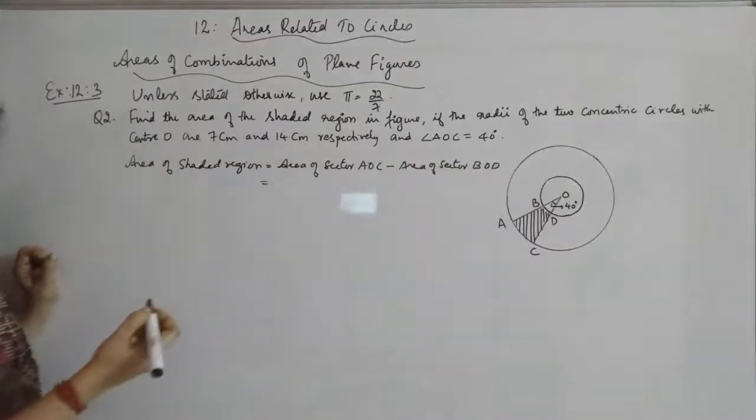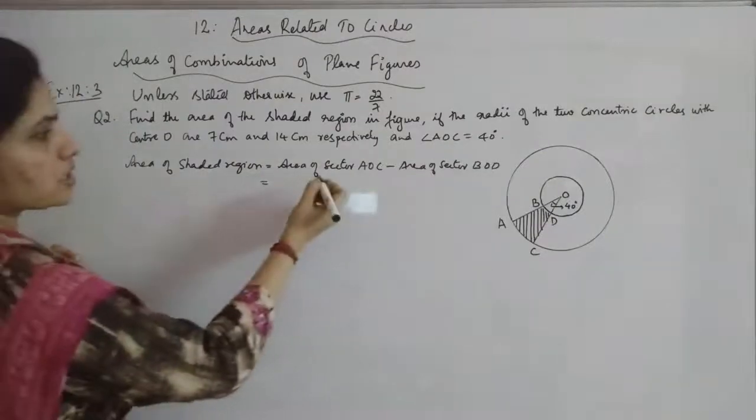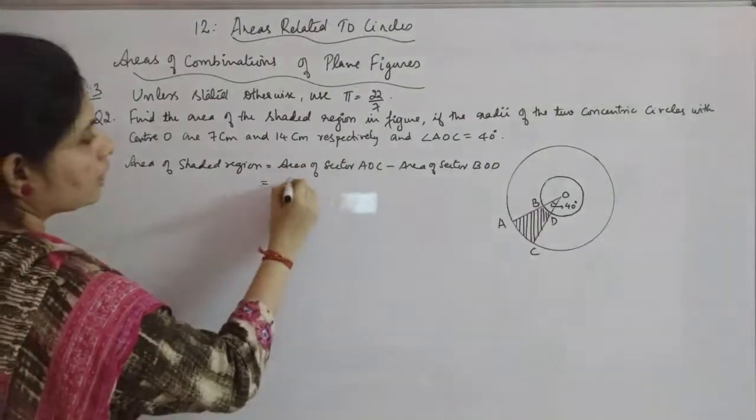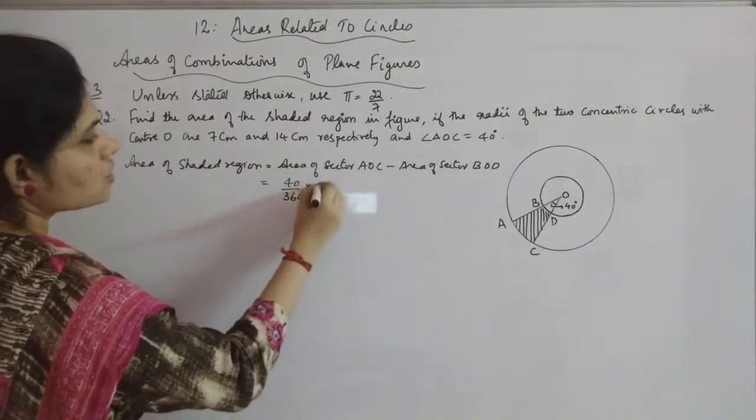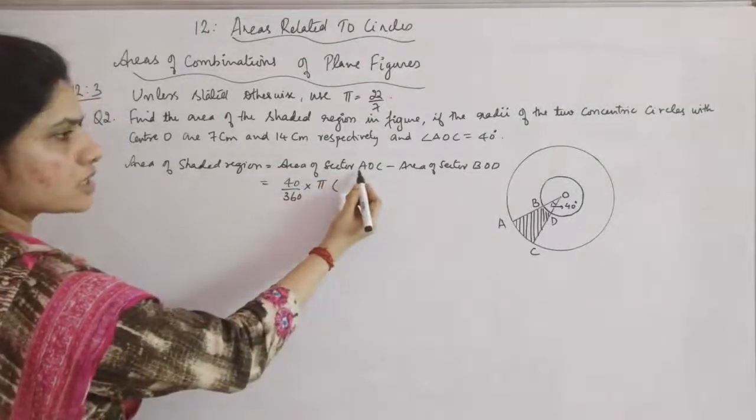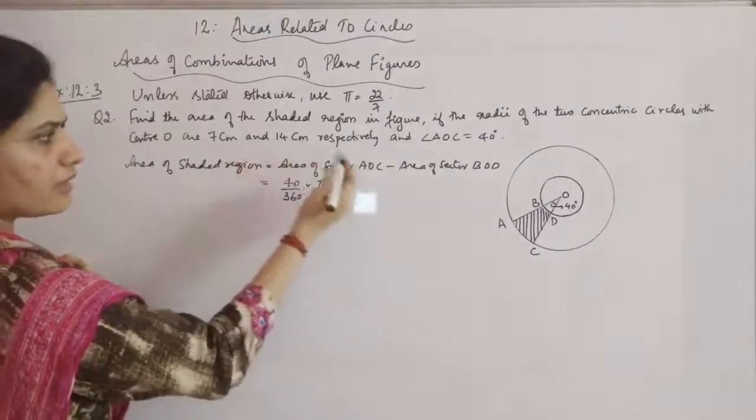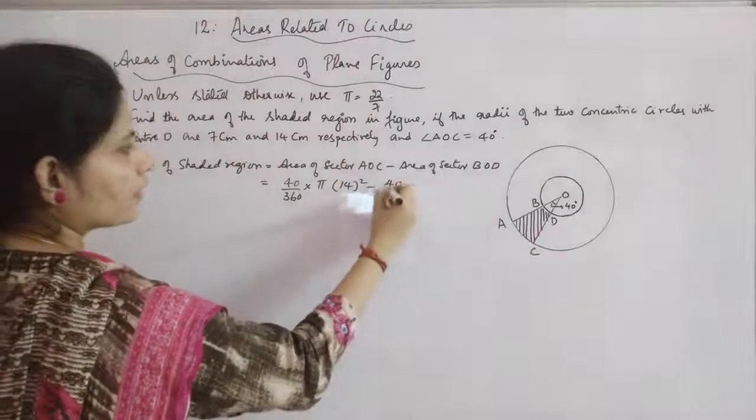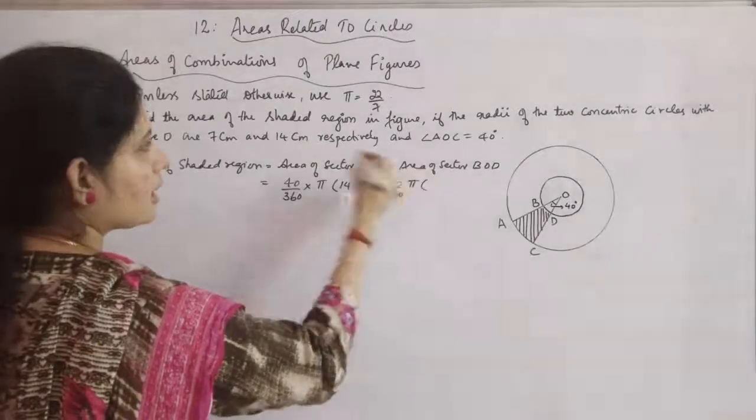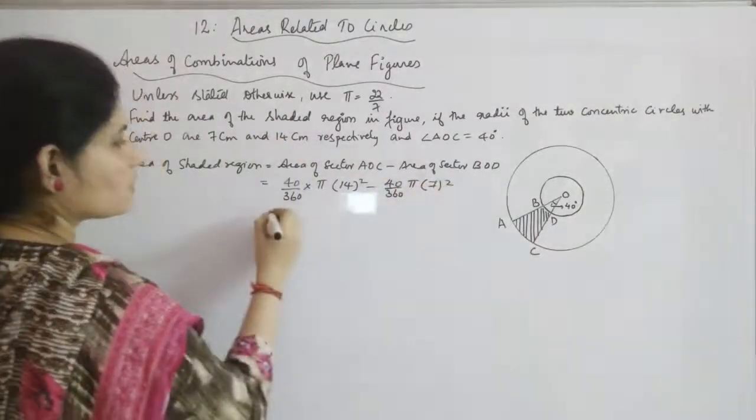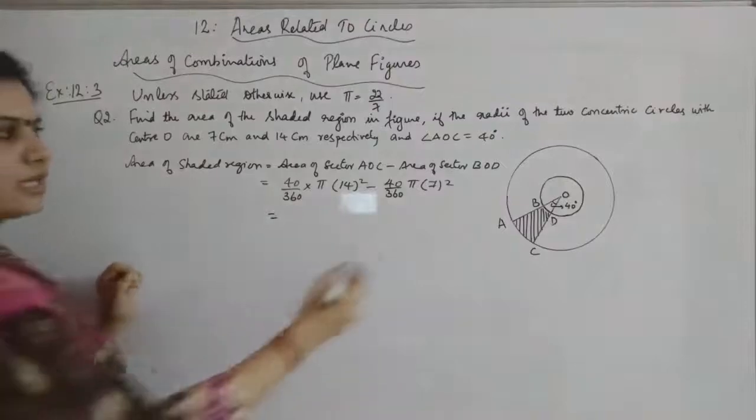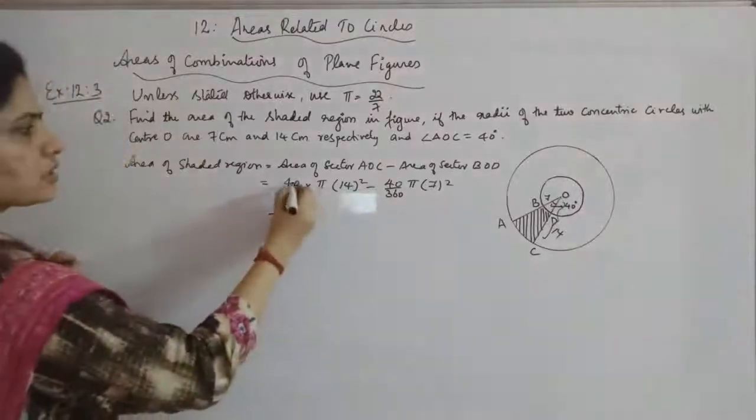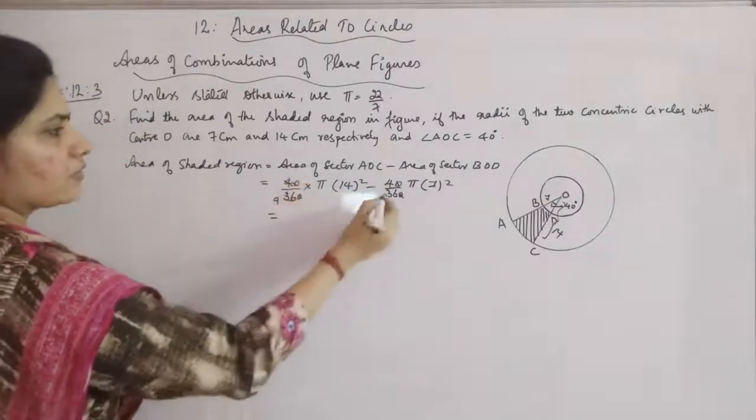Pi r square into theta by 360. So theta by 360, theta is 40 for both the things. So you will have 40 by 360 into pi r square. What is r for this sector? For the bigger one it is 14 square, minus here you have again 40 by 360 into pi r square, with 7 for the smaller circle. The radius of the smaller circle is given to be 7, and for the bigger one it is given to be 14.